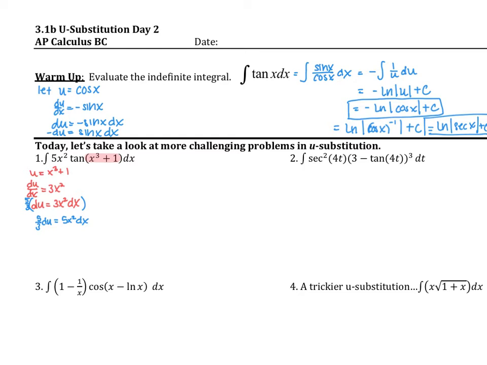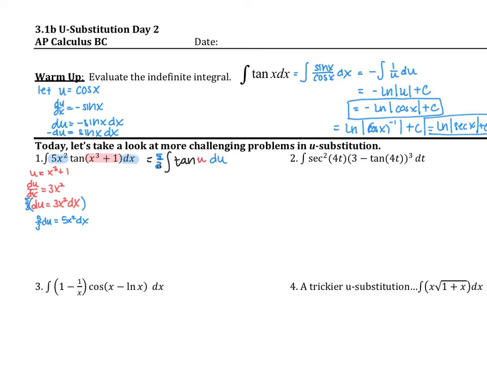So if I go and look at my problem, I have a 5x squared and I have a dx. So replacing all of this, I would have the integral of, let's bring that 5/3 out actually. Let's do 5/3 times the integral of tangent of u du.